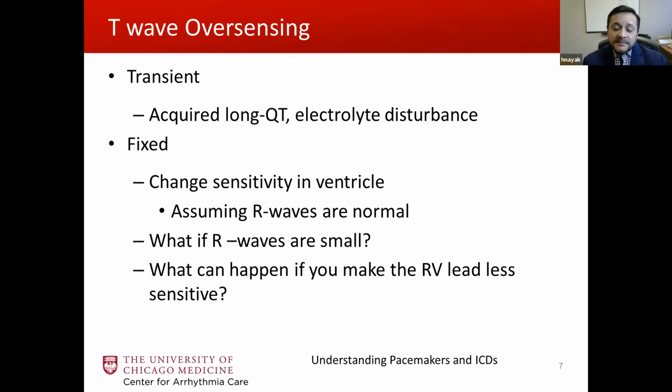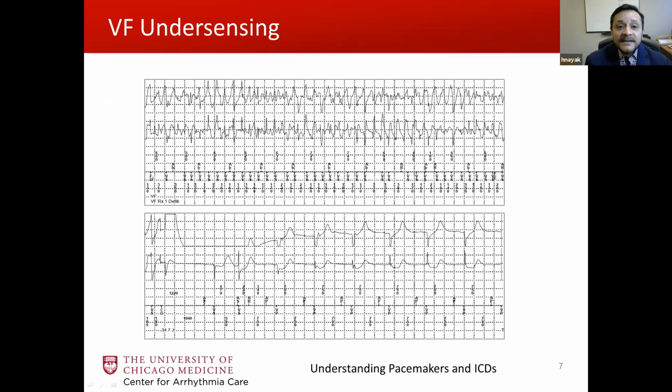Let's say over time, this person's R waves dropped and it's now around 3 or 4. Now you're going to make the device less sensitive. What could potentially happen? What could happen is that you can have VF undersensing. So if that patient, God forbid, has a true ventricular fibrillation event, and you've now changed the sensitivity of the device to make it less sensitive, then you may not be able to effectively sense ventricular fibrillation in a timely manner. So that's something to think about when you play with sensitivity in the clinic.